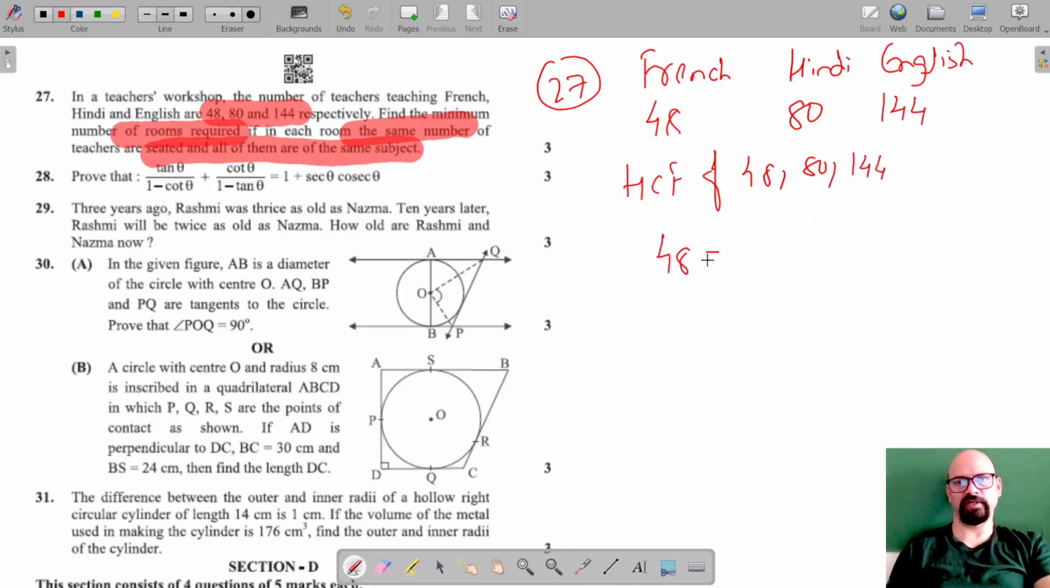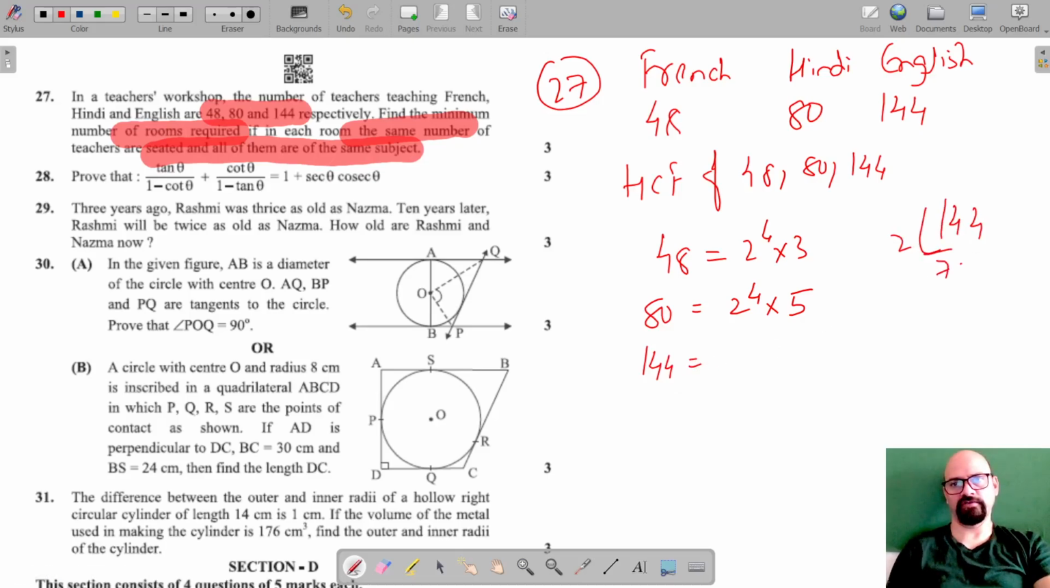So if we factorize 48, this is 2 times 24, 2 times 12, 2 times 6, 2 times 3. So this is 2 raised to power 4 into 3. And if we factorize 80, 80 is also 2 raised to power 4 into 5. 2 raised to power 4 is 16 and 16 times 5 is 80. And next is 144. If we factorize 144, this is 2 times 72, 2 times 36, 2 times 18, 2 times 9, which is 3 square. So 2 raised to power 4 into 3 square.